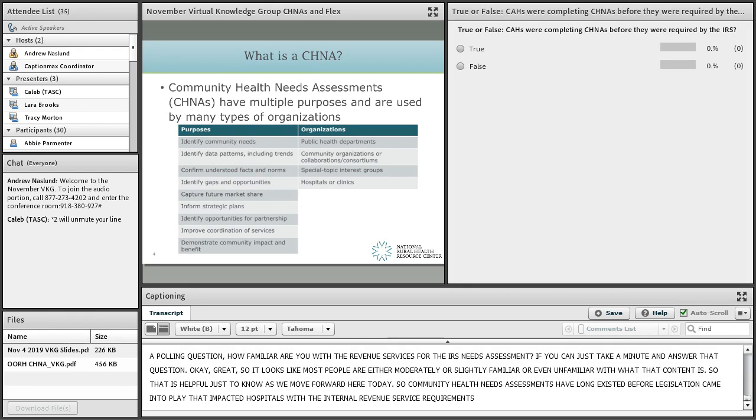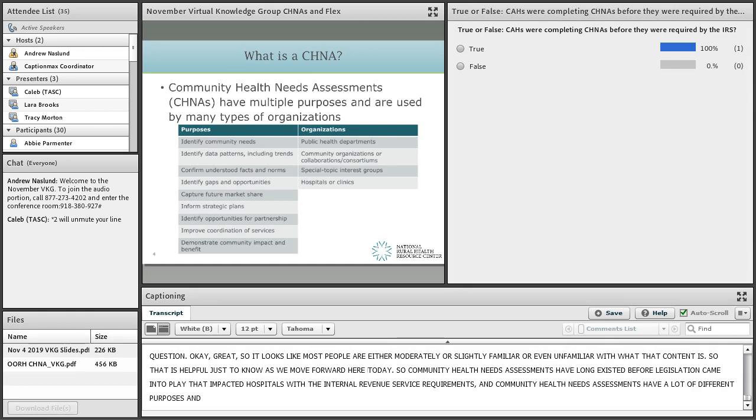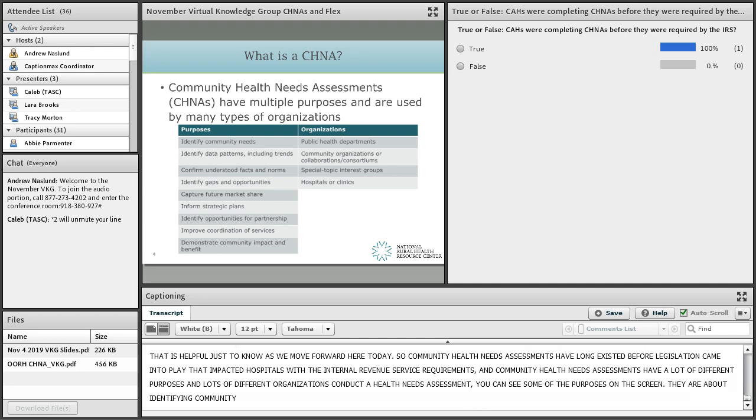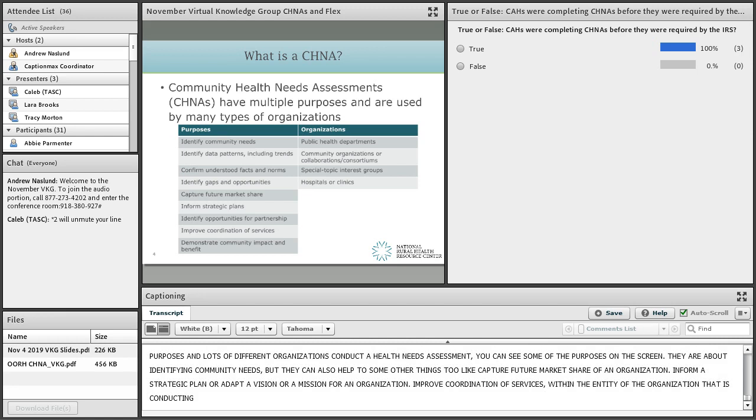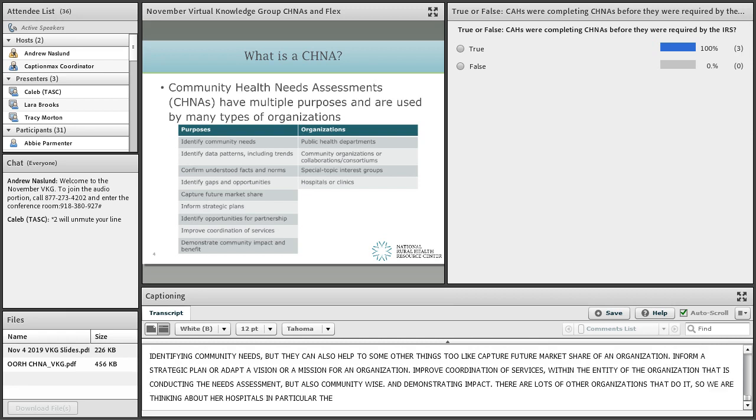Community health needs assessments have long existed, before legislation came into play that impacted hospitals with the Internal Revenue Service requirements. They have lots of different purposes, and lots of different organizations conduct them. You can see some of the purposes listed on the screen. Obviously they're about identifying community needs, but they can also help capture future market share of an organization, inform a strategic plan or adapt a vision or a mission for an organization, improve coordination of services, both within the organization conducting the assessment and community-wide, and of course, demonstrate impact.